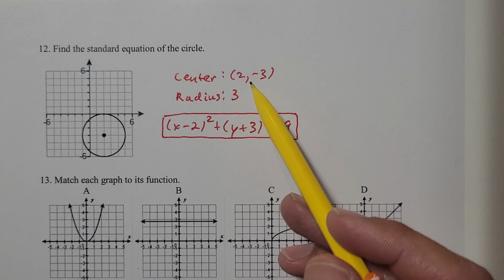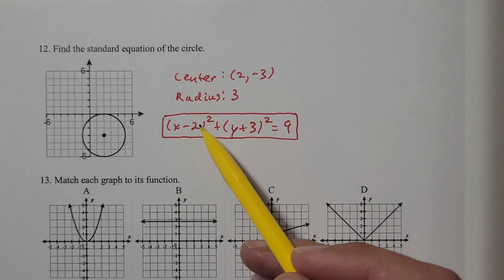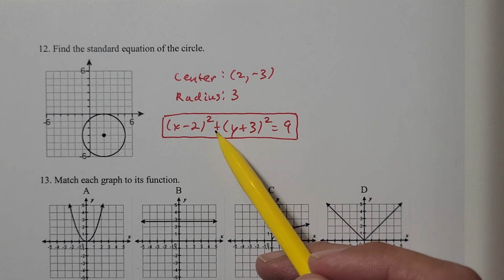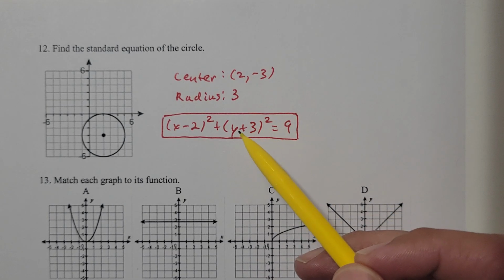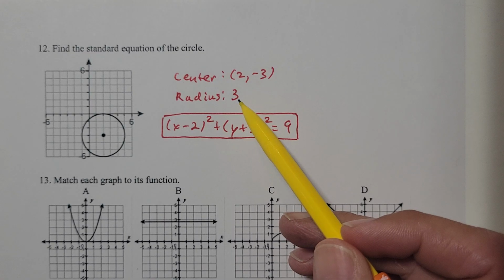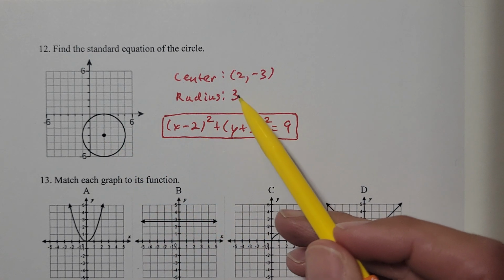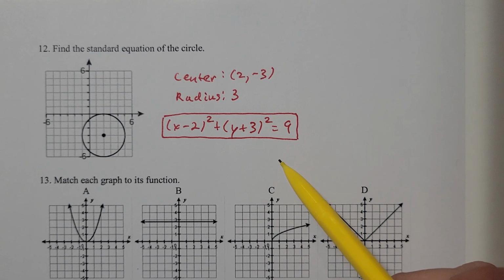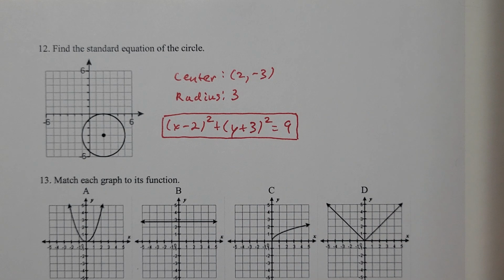Okay? So I'm going to say x minus h, x minus 2 squared, plus y minus -3, that's the same as y plus 3 squared, equals the radius squared. Radius is 3. 3 squared is 9. Okay, and then yeah, circle that equation there. That'd be the answer.